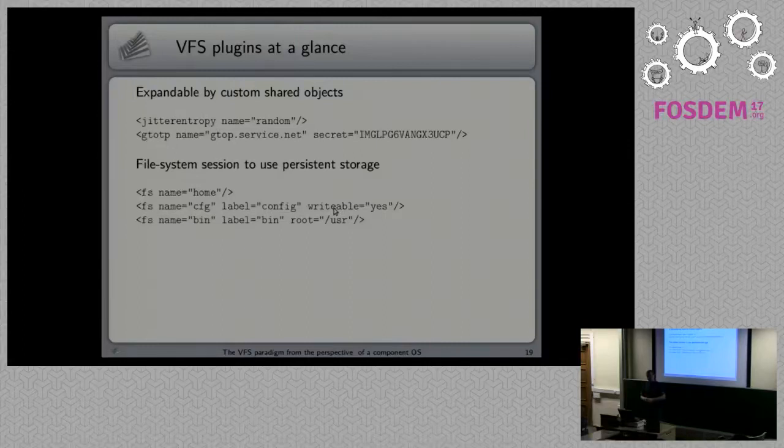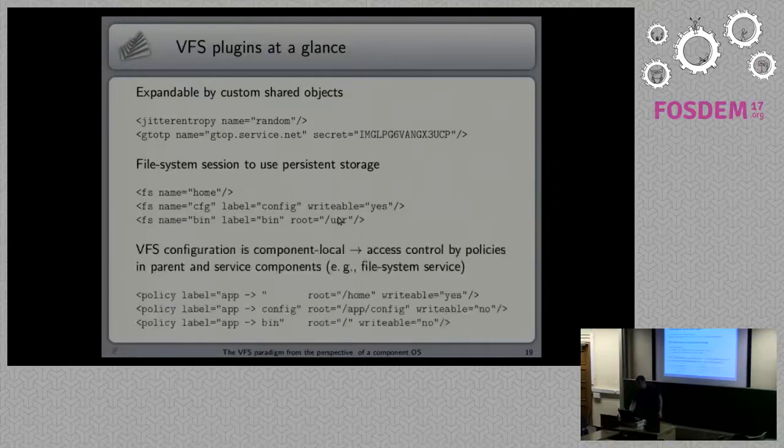In the case of the file system, we can allow or disallow writing to files in the file system. We can also say, okay, when the file system session is requested from the service, just provide a root configuration attribute, as we only want to use a subdirectory of the mount of the file system. But the important thing to note here is that these configurations are only process local. These are only for the application that's running on Genode. And the service itself is configured by other means. It uses policies that are provided in the configuration node of the service itself.